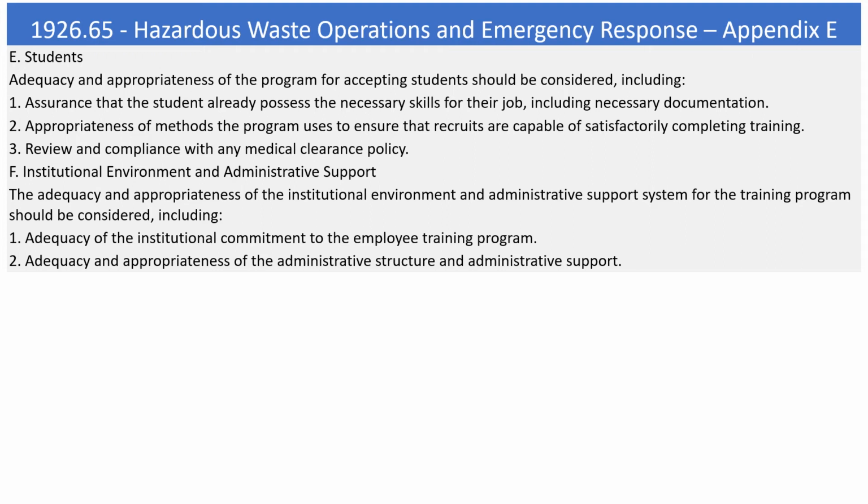F. Institutional environment and administrative support. The adequacy and appropriateness of the institutional environment and administrative support system for the training program should be considered, including 1. Adequacy of the institutional commitment to the employee training program. 2. Adequacy and appropriateness of the administrative structure and administrative support.